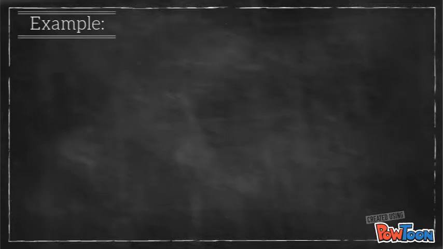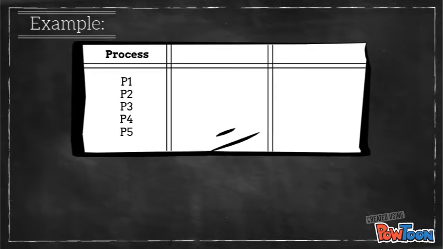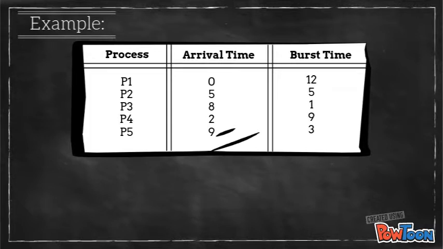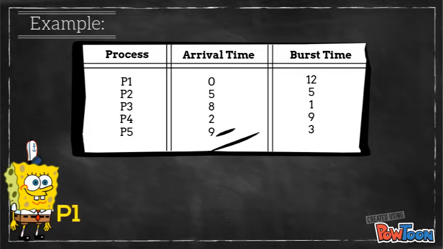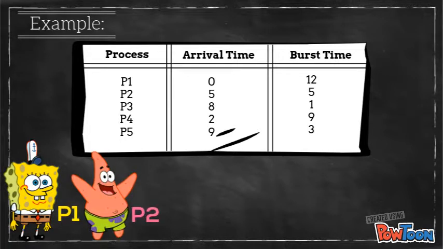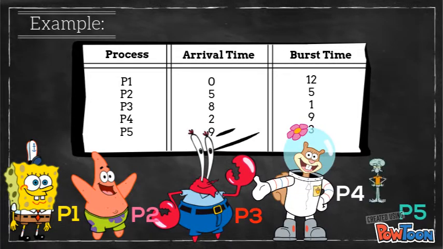Example. Processes P1, P2, P3, P4, P5. Arrival time: 0, 5, 8, 2, 9. Burst time: 12, 5, 1, 9, 3. SpongeBob is P1, Patrick is P2, Mr. Crab is P3, Sandy is P4, and Squidward is P5.